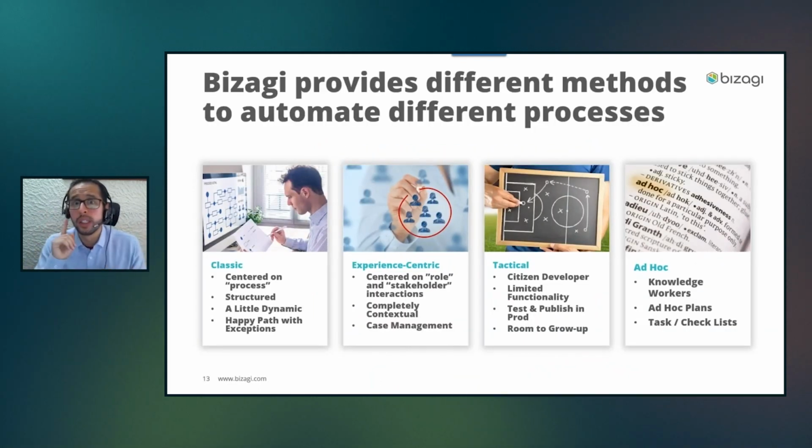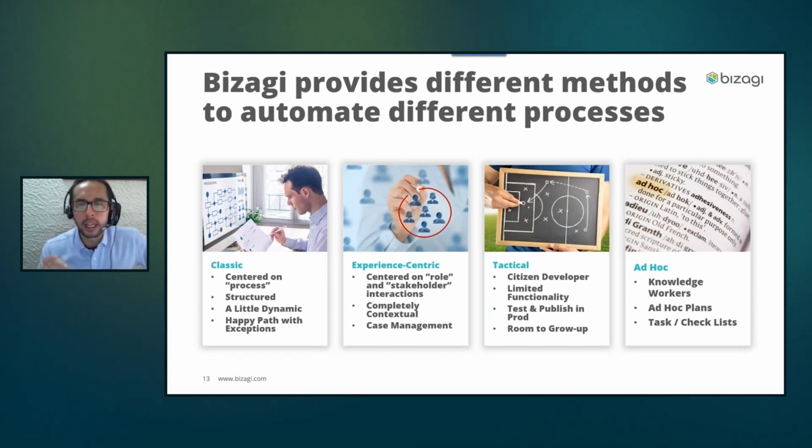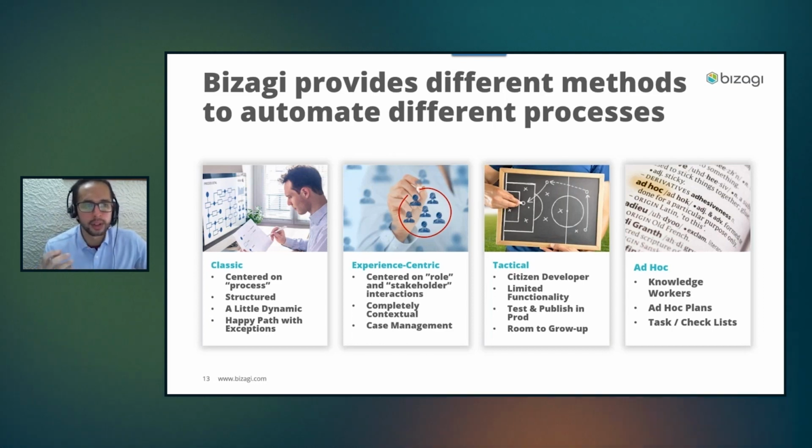So that's why we say that with Bizagi, you actually have different methods, different features, and different ways to automate different processes. And we have classified the different types of processes that you can automate with Bizagi in four main categories: classic, experience-centric, tactical, and ad hoc. I'm going to go to one of them really quickly so you can have a better idea.